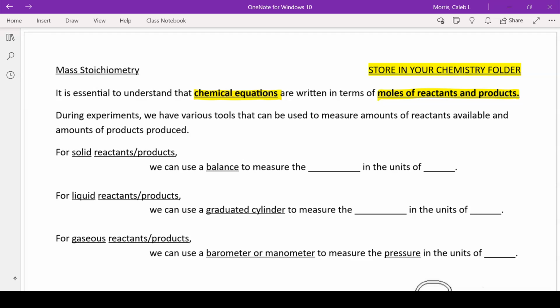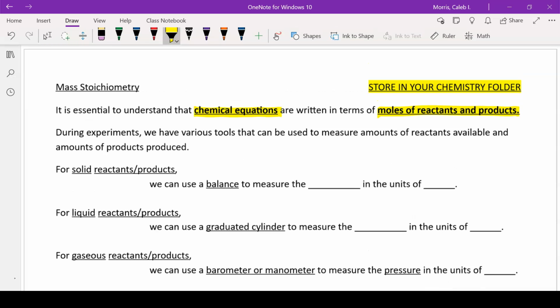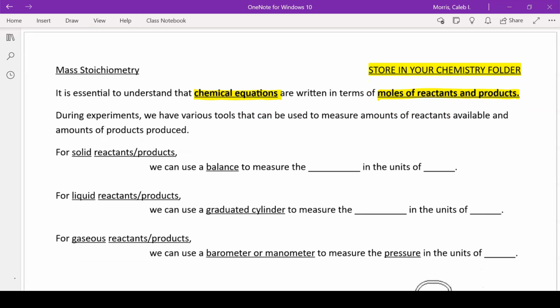But what we can't do is assume that the chemical reaction is balanced in terms of mass or volume or anything like that. So that's kind of the foundation of what we're talking about today, and we're going to get started off just talking about mass stoichiometry. Keep in mind, in experiments, we have a lot of different tools we can use to measure the products that are produced. So this is how it works in the real world.